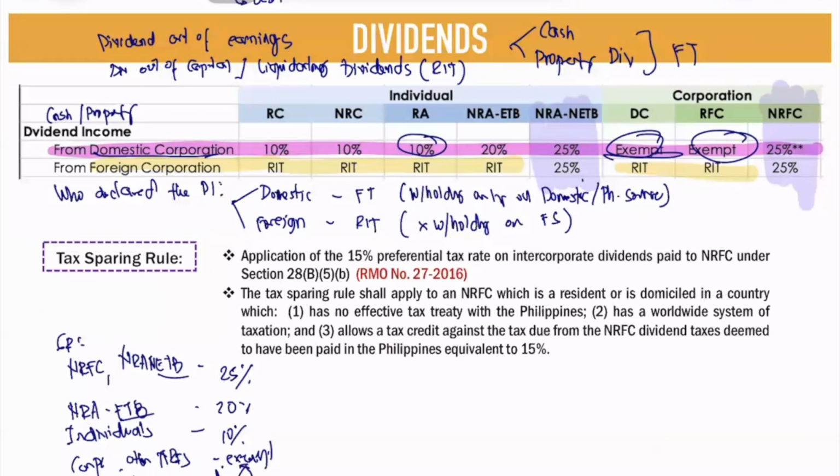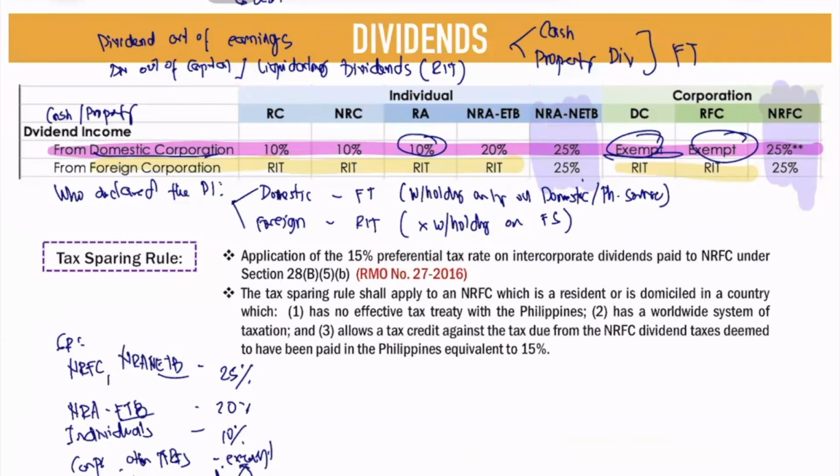Stock dividend. Pag stock dividend, normally, there's no ability to pay yet. Why is there no ability to pay? Kasi nga, it is not yet realized. So since it is not realized, normally we don't subject it yet to tax, especially if ever that stock dividend is subject to cancellation and redemption. So we don't really tax it yet.